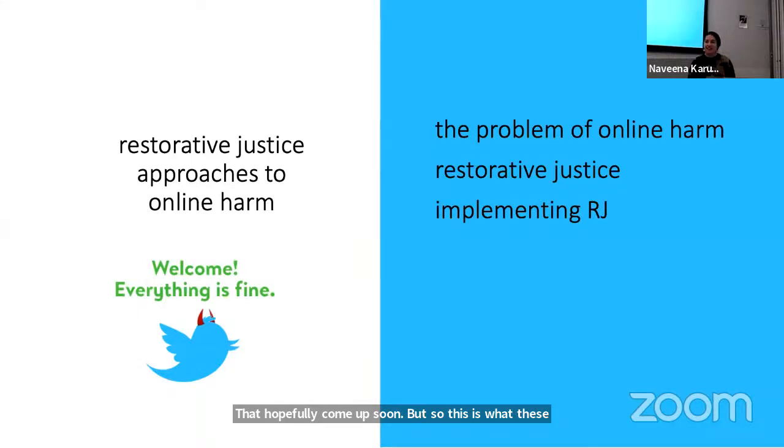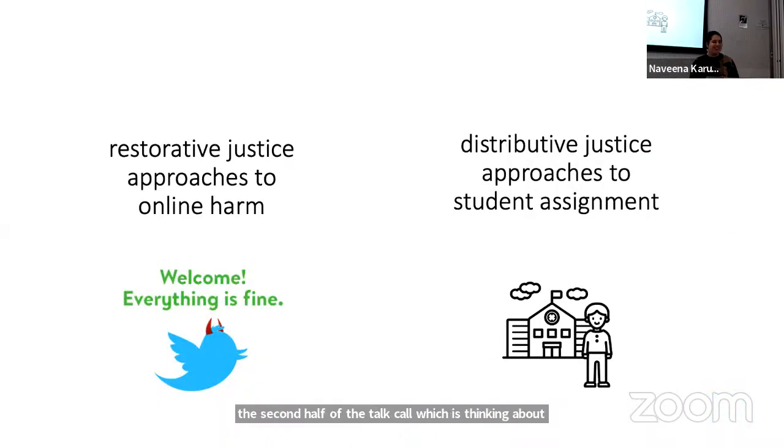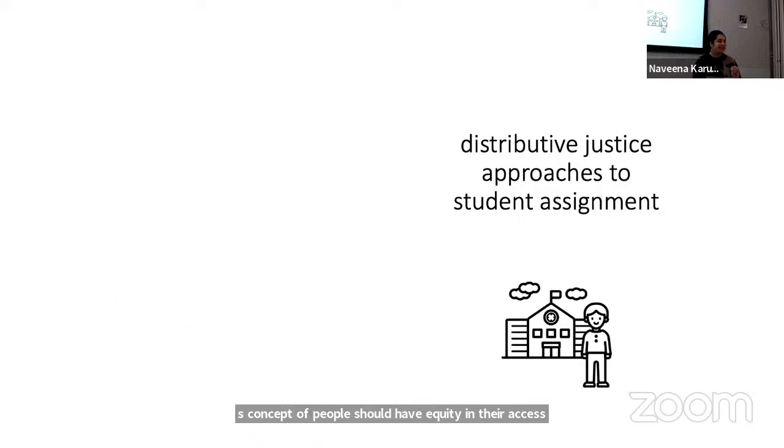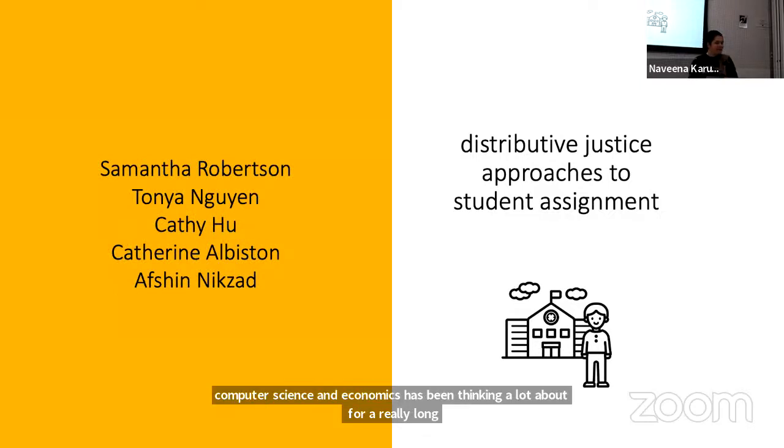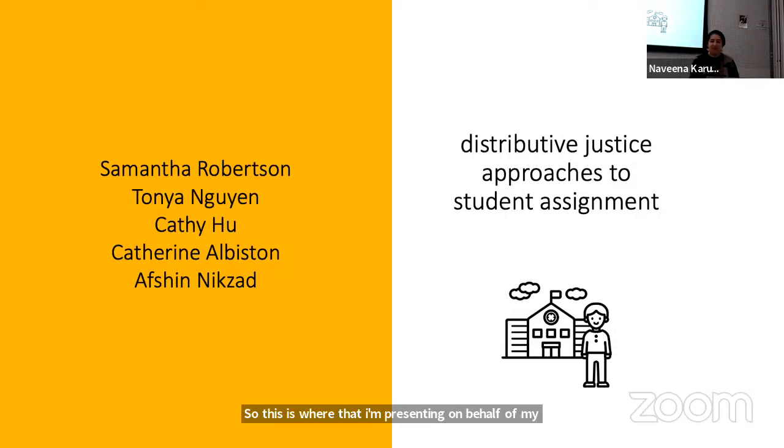I'm going to move on to the second half of the talk now, which is thinking about student assignment. And how can we take distributive justice, or this concept of people should have equity in their access to resources, to a problem that computer science and economics has been thinking a lot about for a really long time. So this is work that I'm presenting on behalf of my collaborators and colleagues, Samantha Robertson, Tanya Nguyen, Kathy Hu, Catherine Albertson, and Ashton Musab.